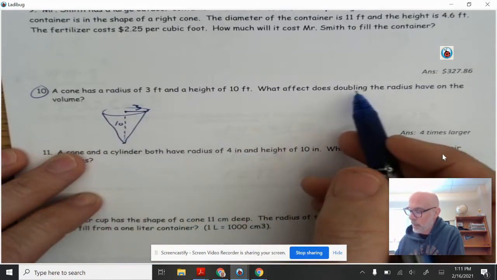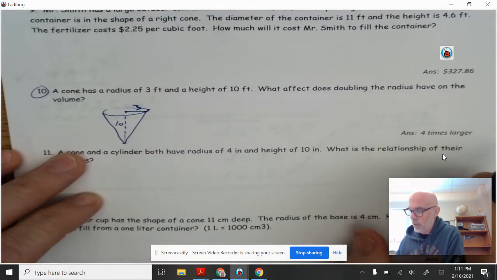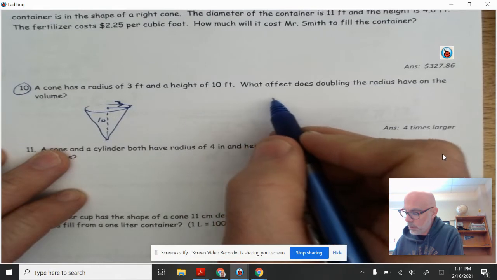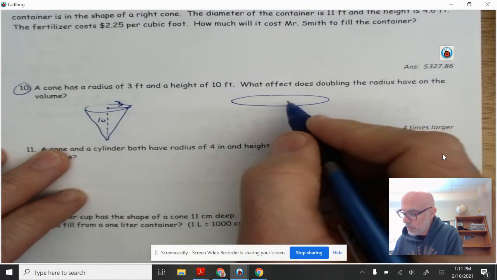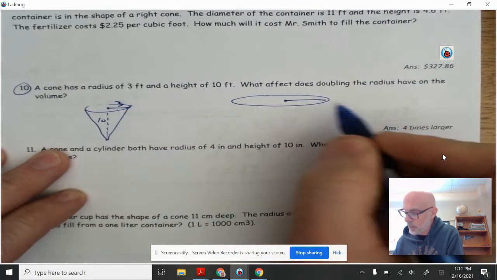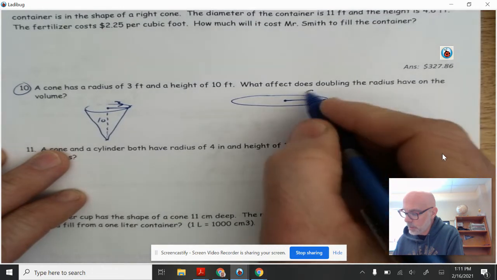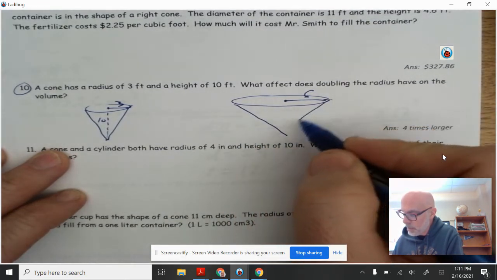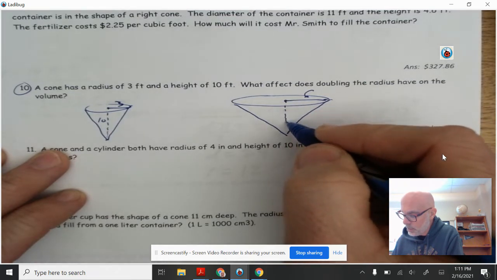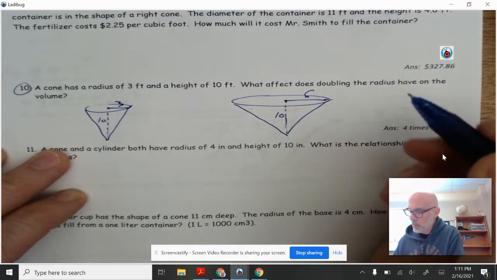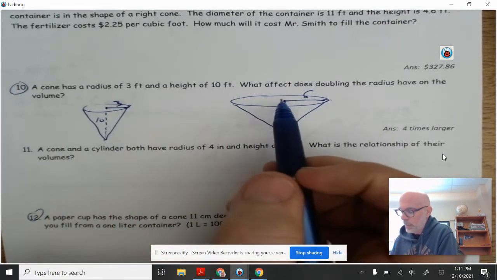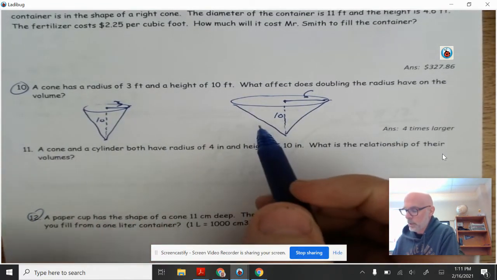All right, what effect does doubling the radius have on the volume? Okay, so that means I would have another one where this radius becomes 6. If I doubled the radius, that becomes 6. But my height was still the same. My height was still 10. What effect does that have on there? You would think if I double that dimension right there, it's going to double the volume.